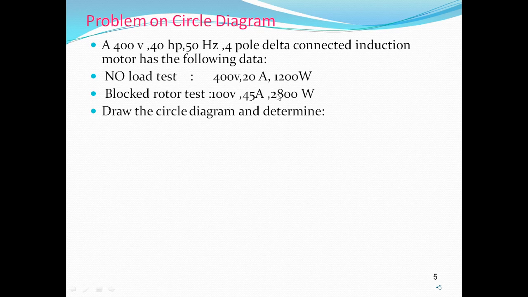What is this power? This is the copper losses on the rotor side. And as the voltage is less, we can neglect the core losses, that is hysteresis and eddy current losses.